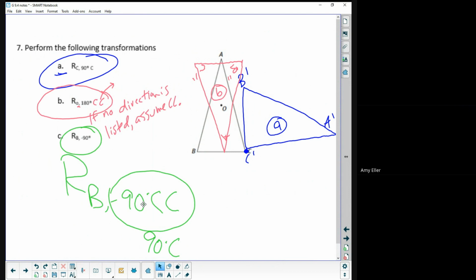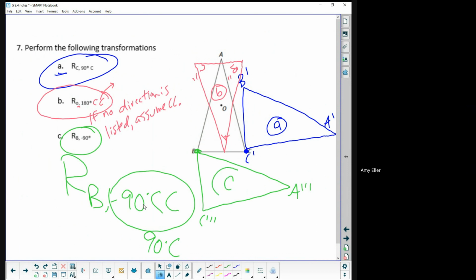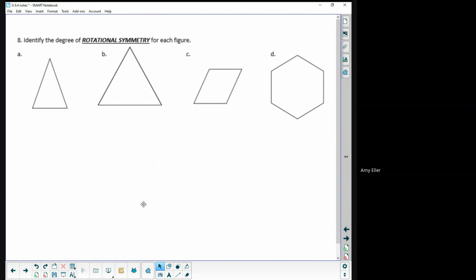Okay, here is C. I'm rotating around point B, 90 degrees the way the clock moves, so that's going to turn out to be like this. Any questions on this? Okay, our last section is identify the degree of rotational symmetry.